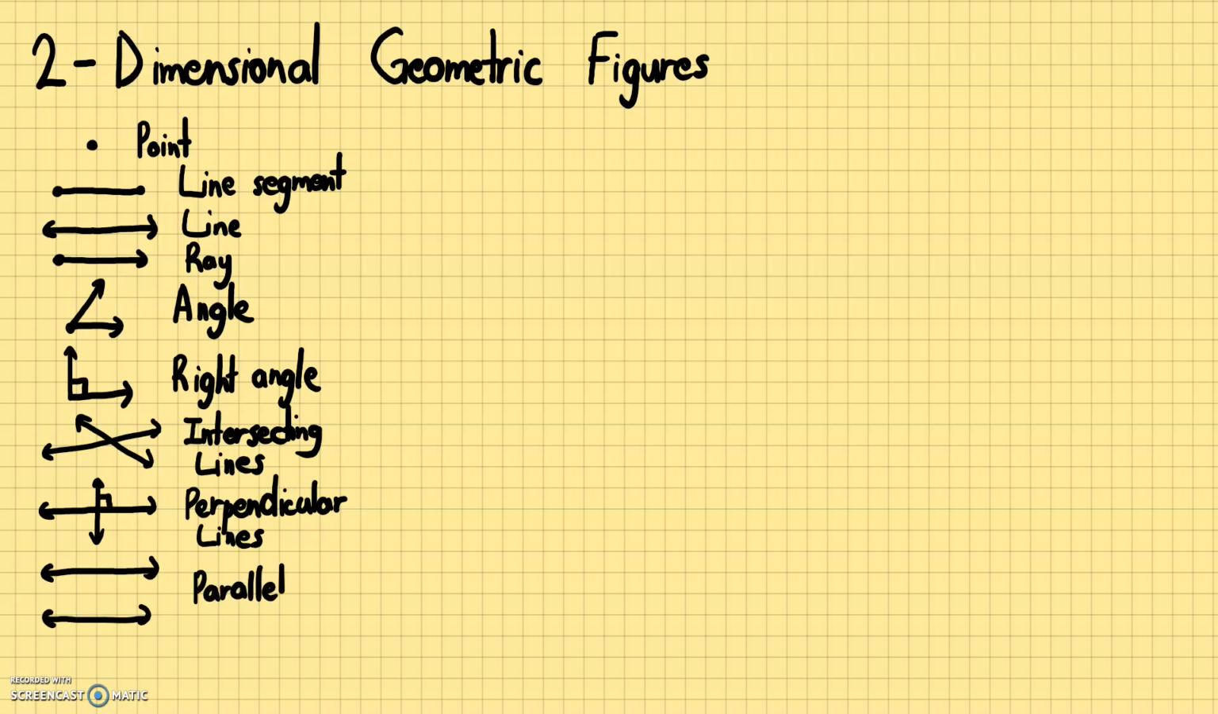And these are, or not all of these, but some of these are going to be important in defining some of our two-dimensional geometric figures. Okay, so for two-dimensional geometric figures, I'm going to start with the broad category and then I'm going to go into the more specific. So in the broad category, we have what's called the simple closed curve.